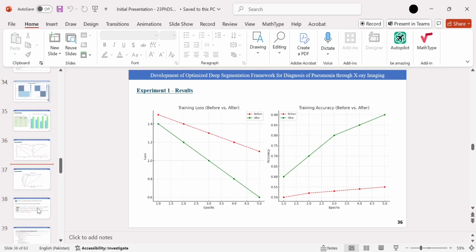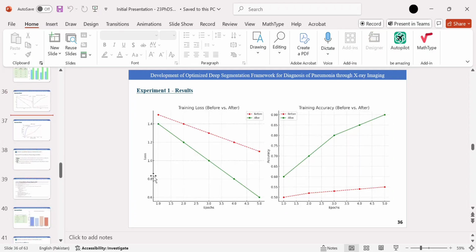This is the training loss and the training accuracy curves of this experiment. In the training loss curve, the red dash line shows the before training loss, that is higher. That means that the predictions were further from the actual values. The after training loss is a bit lower. That shows the model has now learned to make better predictions.